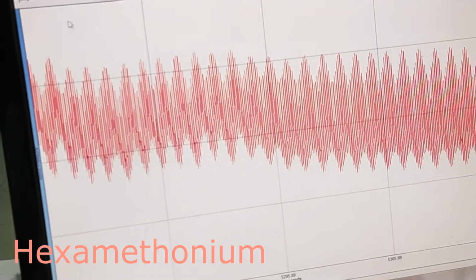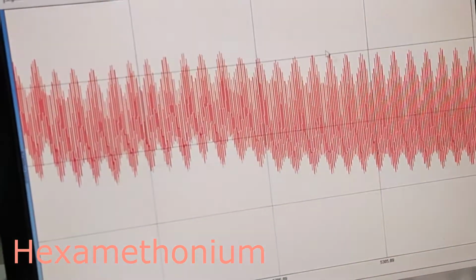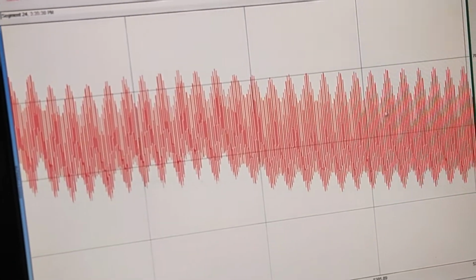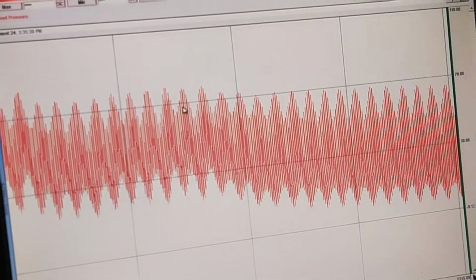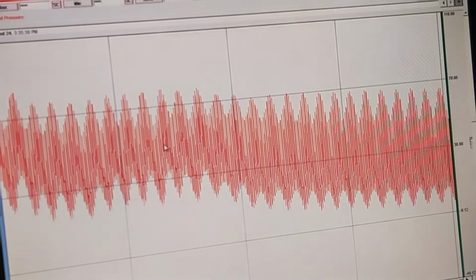So this is the normal blood pressure, and this one is the injection of hexamethonium, and this one is a result of the injection, which is you can see that the blood pressure is slightly decreased compared to the normal.